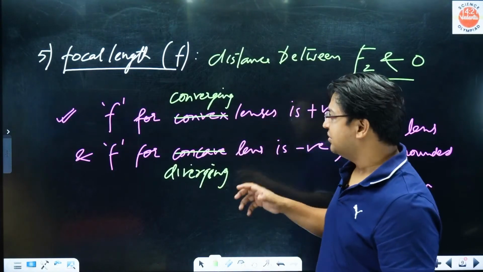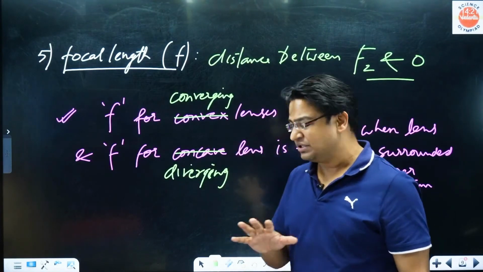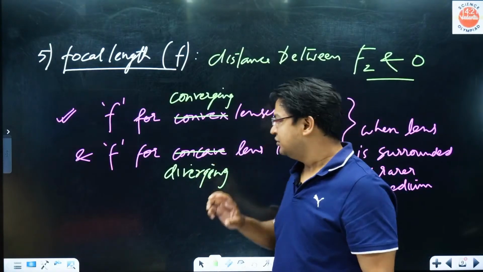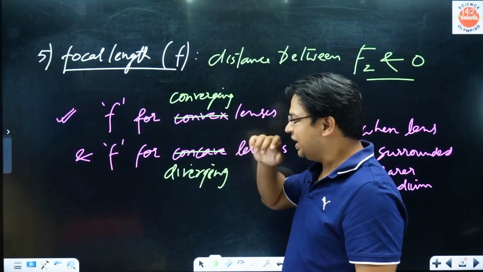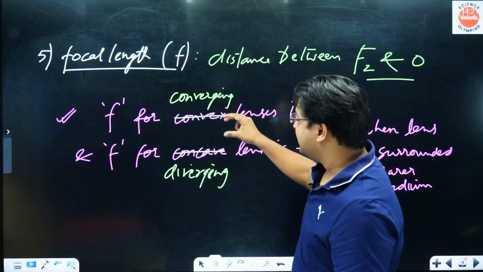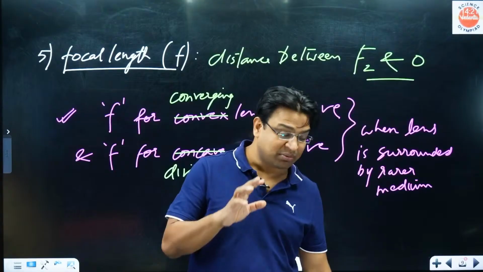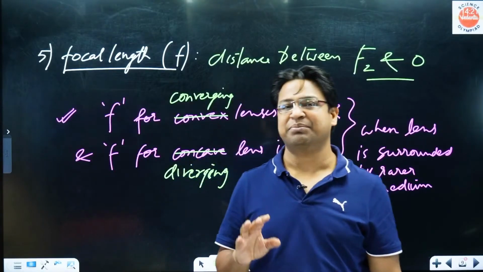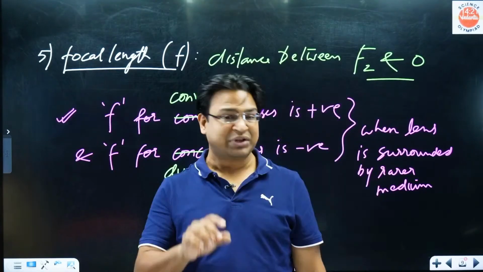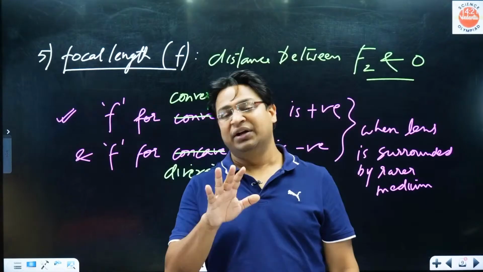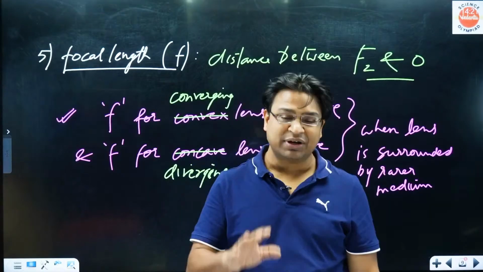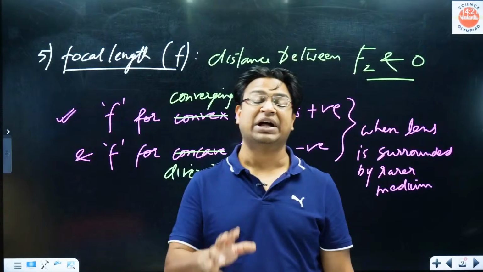That means some of you may be under the impression, if you have studied this chapter elsewhere, or read some text, that convex lens and converging lens are synonymous terms. That means some of you might be under that impression. Now if that is the case, then it is wrong, guys. It is wrong. There are situations in which a convex lens can turn into a diverging lens.